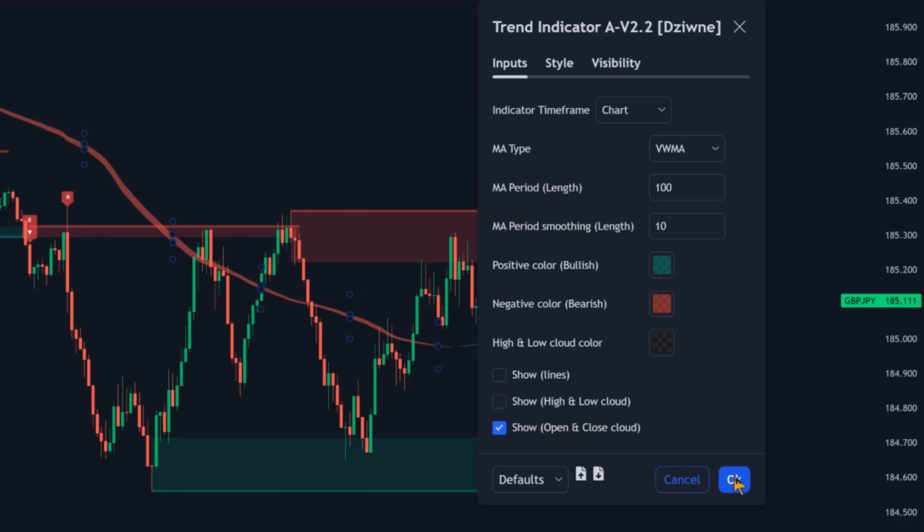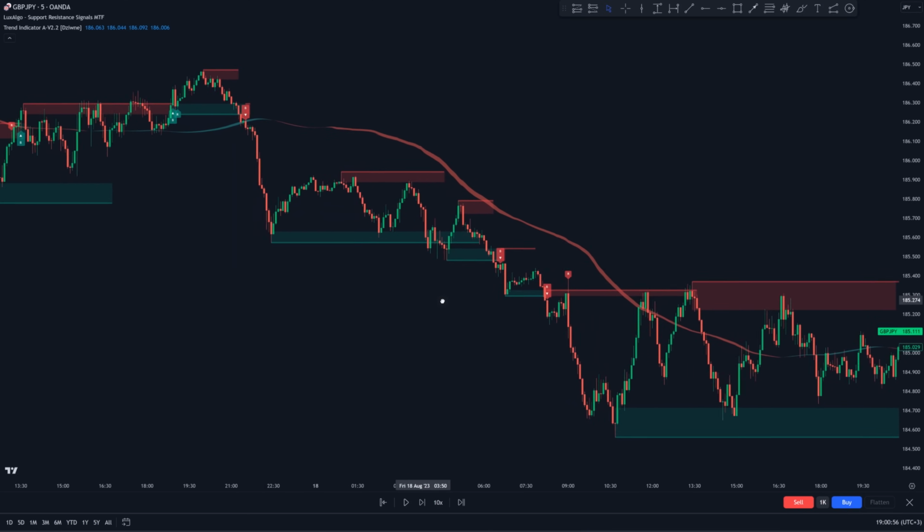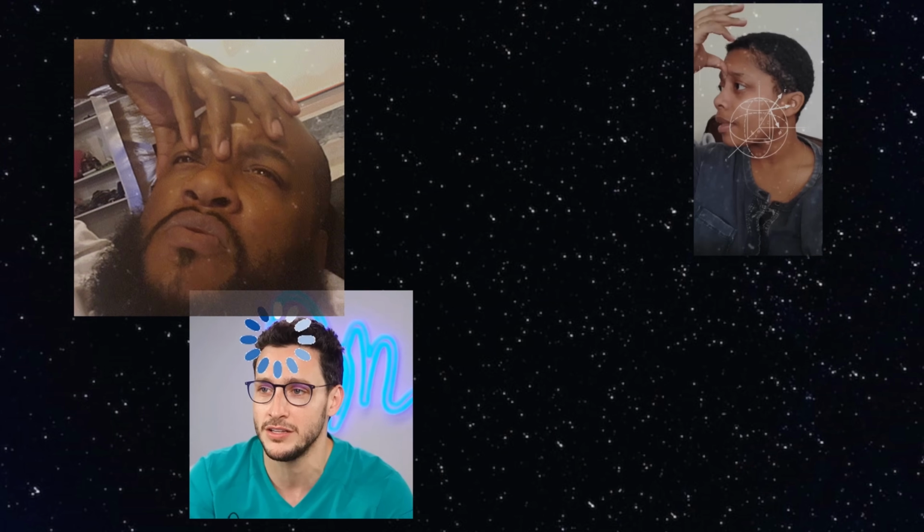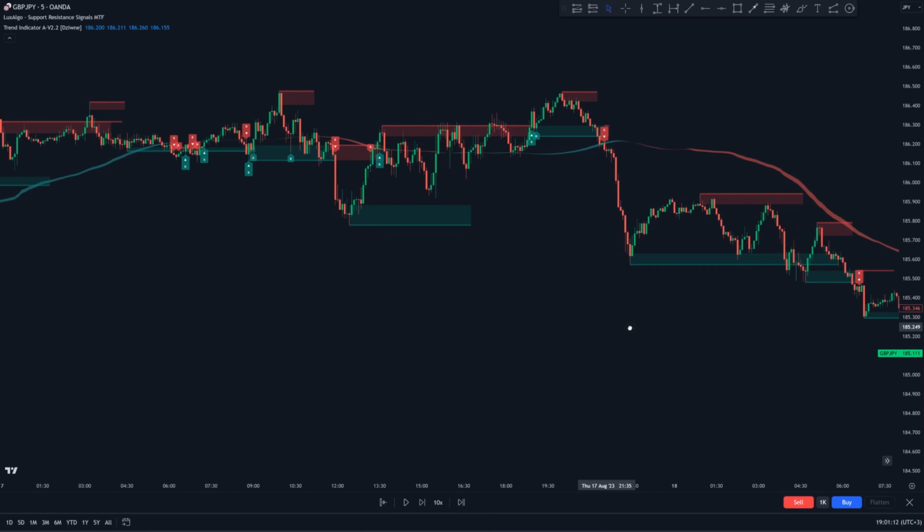After that, click OK. Now, at this point in time, I know you may be thinking, but how can we take the break and retest trades using these two indicators? Well, let me show you.